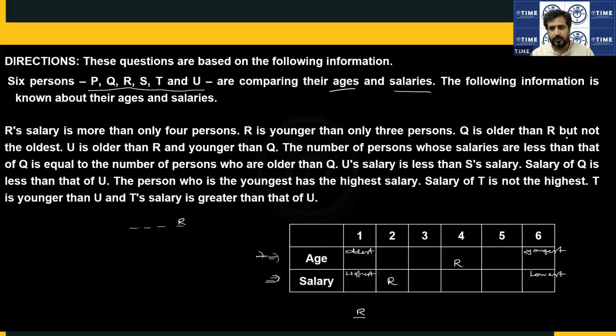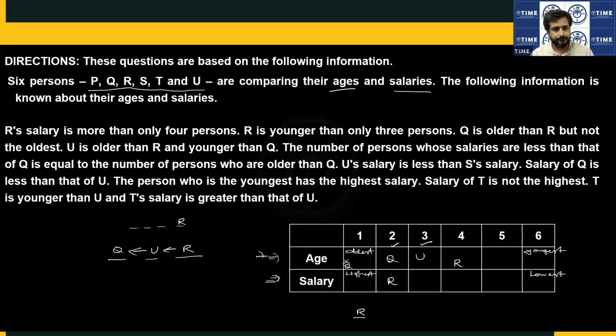Next. Q is older than R, but not the oldest. So Q should come before R, but not in the oldest place. So it cannot be Q here. So Q should come in second place or third place. U is older than R, but younger than Q. Clearly, Q cannot be the eldest, and Q should be elder than U, and U should be elder than R. The only adjustment possible is Q is the second oldest, and U is the third oldest.